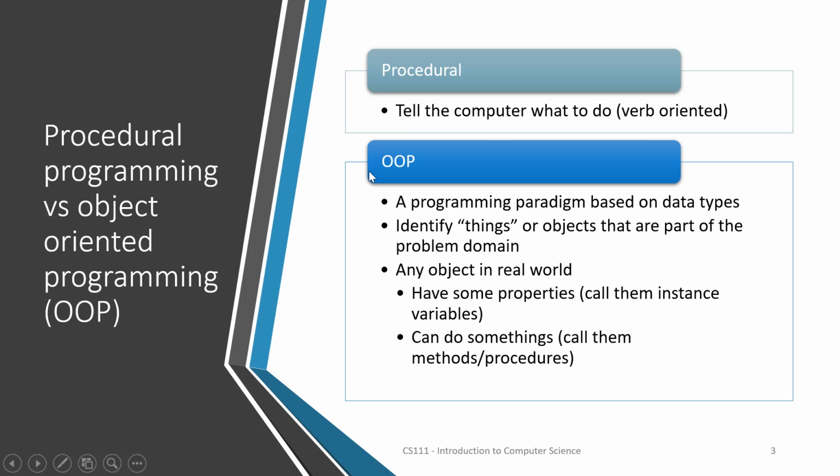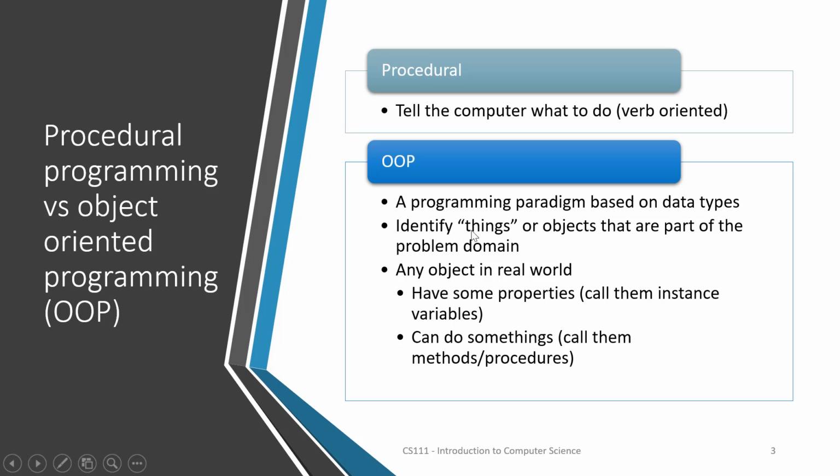In object-oriented programming, the object is the one to model. Objects have attributes and behaviors. Object-oriented programming is a programming paradigm based on data types. Each object has some data types, so you can think of a human as some sort of a data type with certain attributes and behaviors.